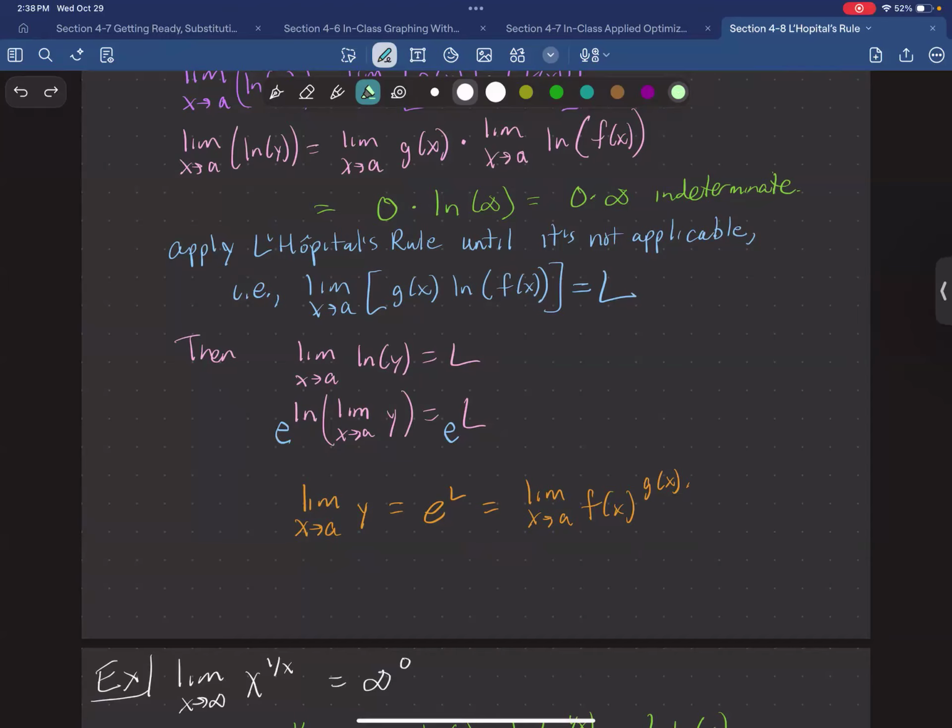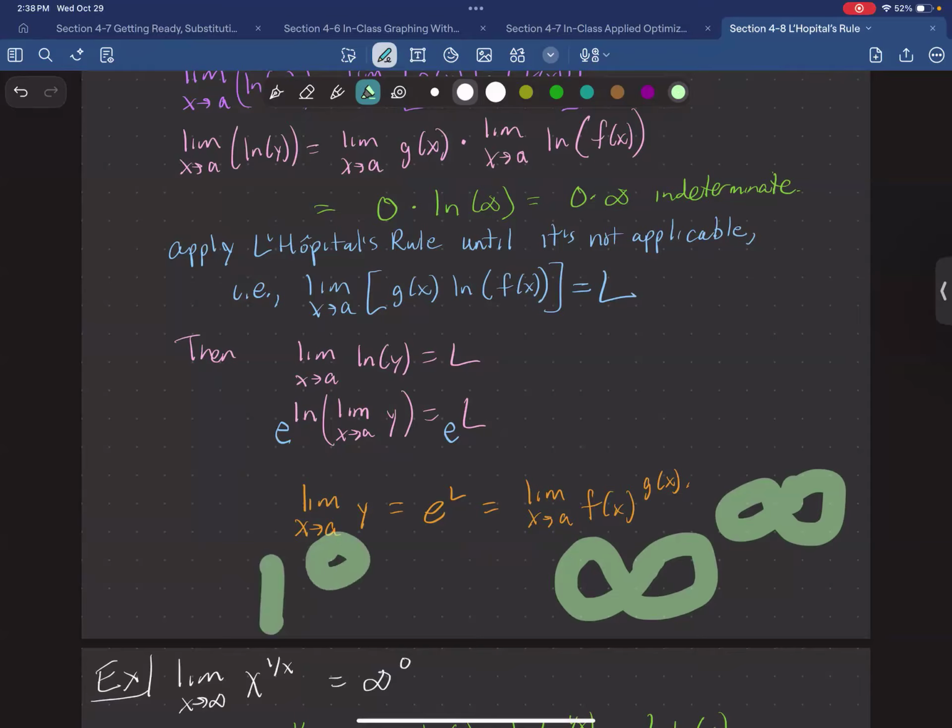As x goes to infinity, we get infinity as the base and 0 as the exponent. This is an indeterminate form. Don't forget, infinity to infinity is not indeterminate. 1 to the 0 is not indeterminate. Okay? Just get rid of those.